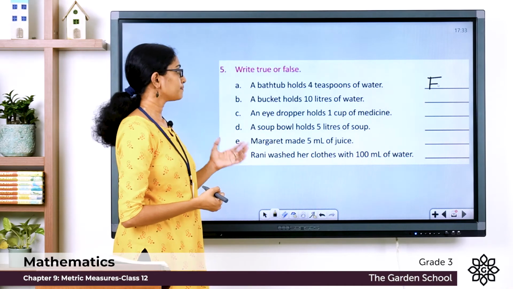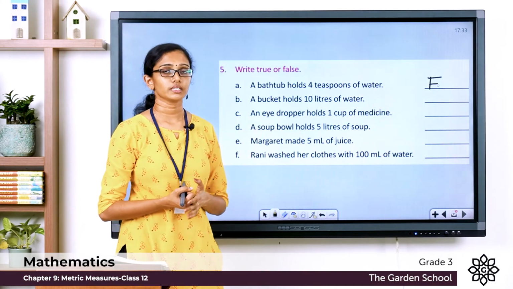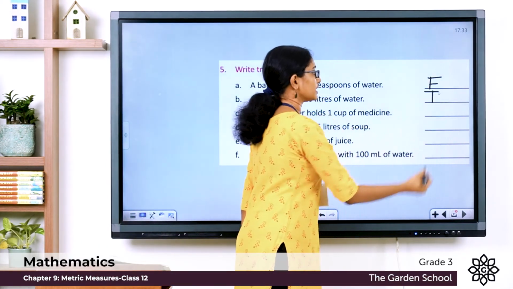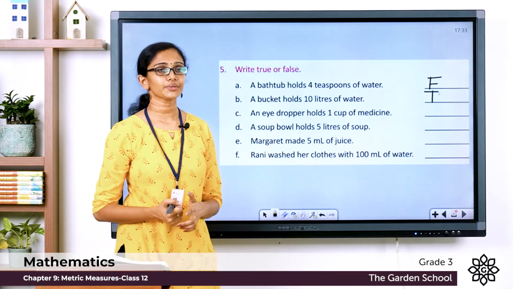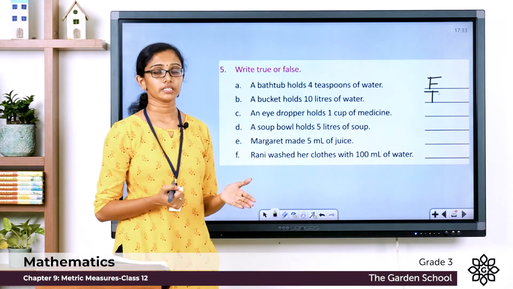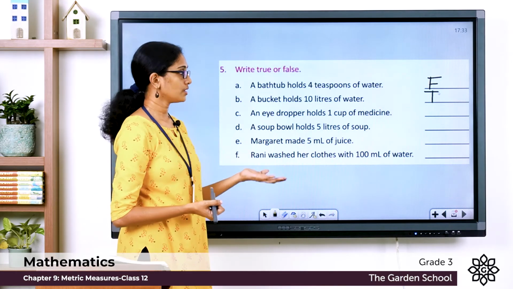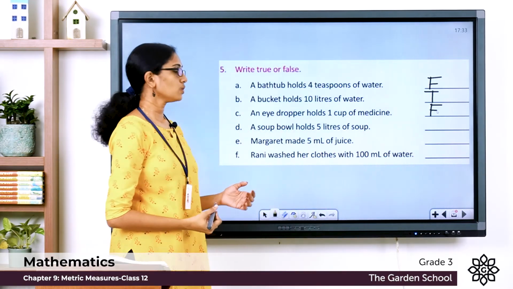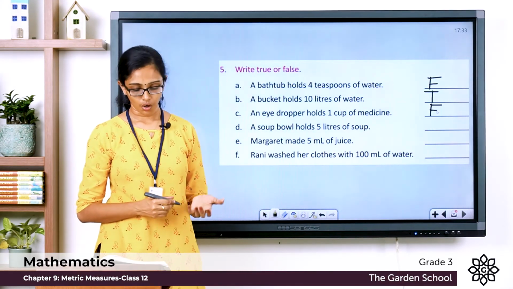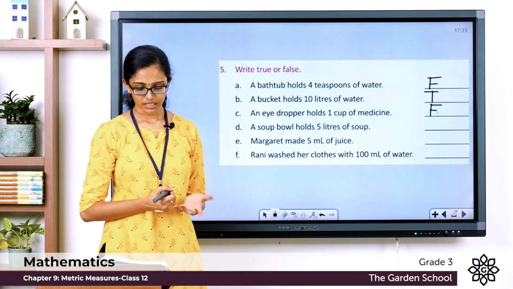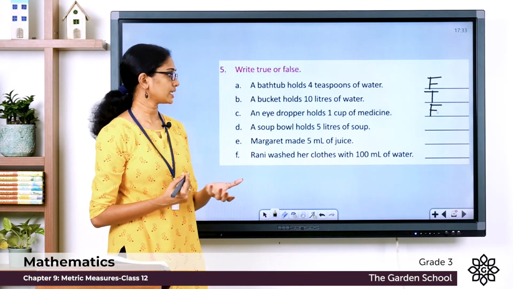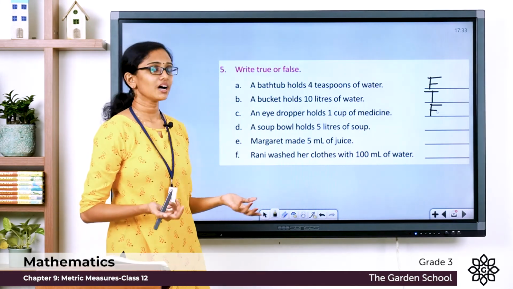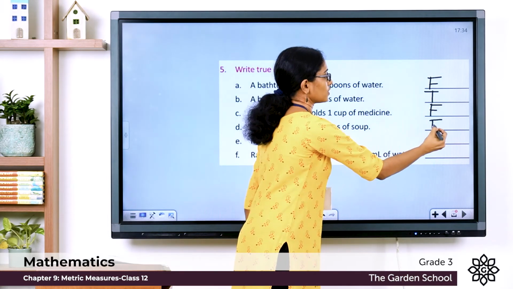Now, the next one. A bucket holds 10 liters of water. Is that possible? Yes, it is possible. So, you can write T or true there. Now, the next one. An eyedropper holds 1 cup of medicine. Is it true? Is it possible? No. So that statement is also false. Now the next one. A soup bowl holds 5 liters of soup. Is it possible? No. A bowl is a small container, so it's not possible that it can contain 5 liters of soup. So that statement may be a false statement. So you can write false here.